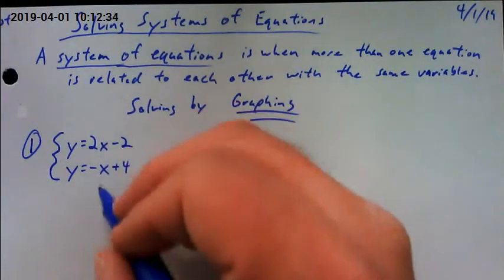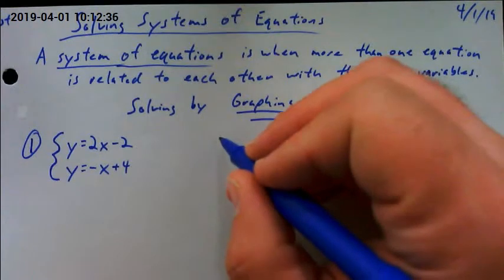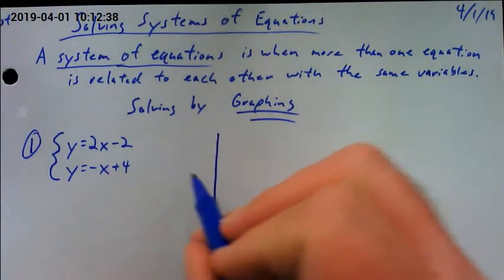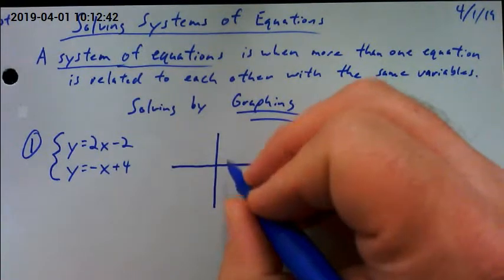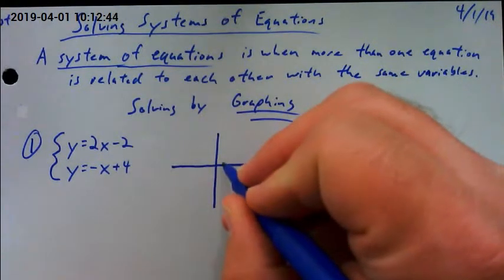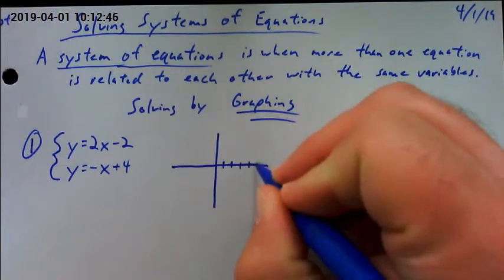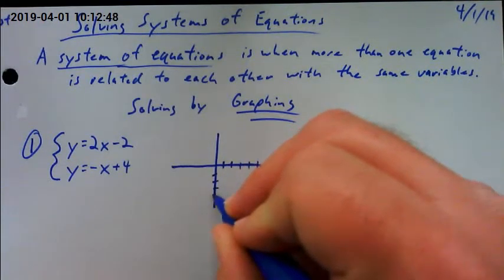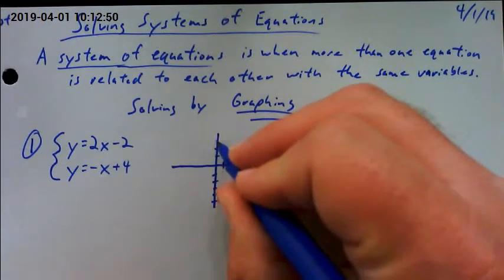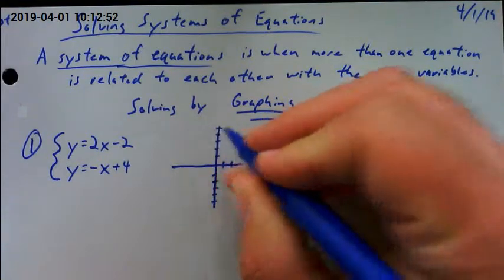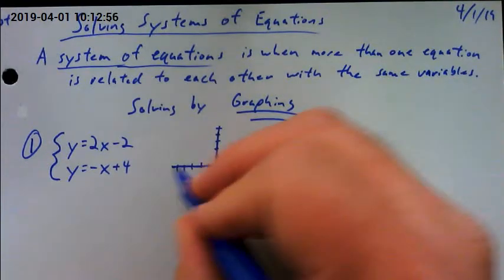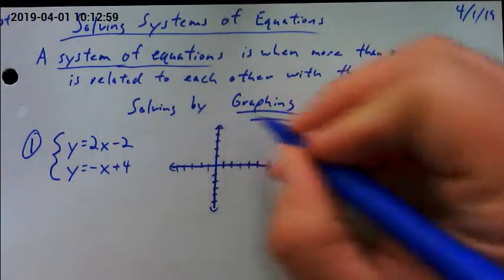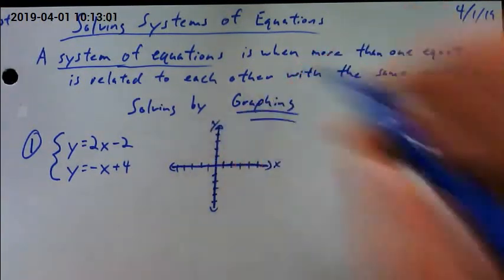So on here, we have two equations. So the first thing we'd have to have is an x and a y axis. And then we're going to mark off, I'm just going to go 5 units in each direction. 1, 2, 3, 4, 5. 2, 3, 4, 5. 1, 2, 3, 4, 5. 2, 3, 4. So we have our coordinate plane. This is our x, this is our y.